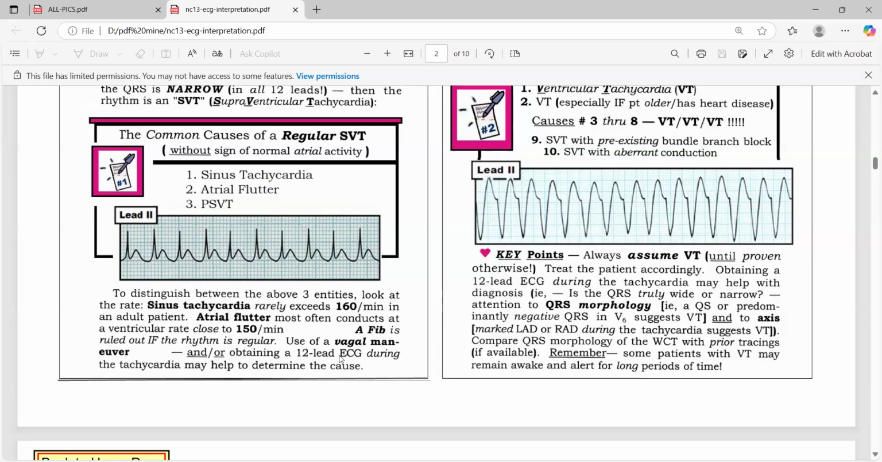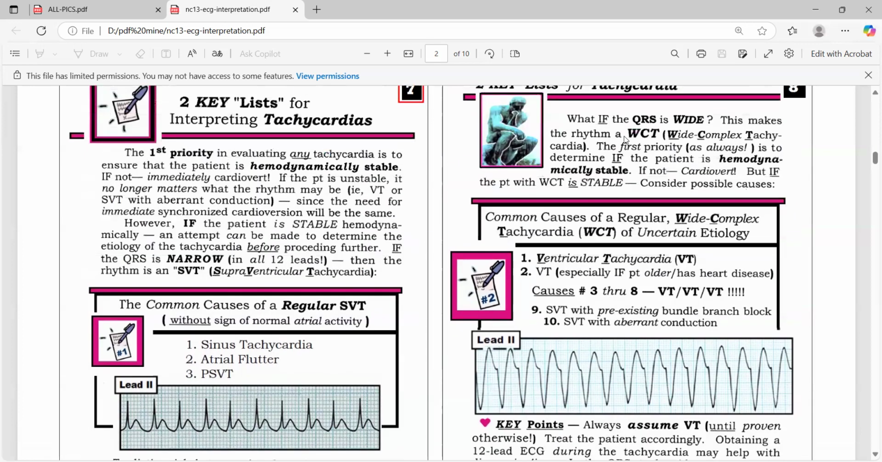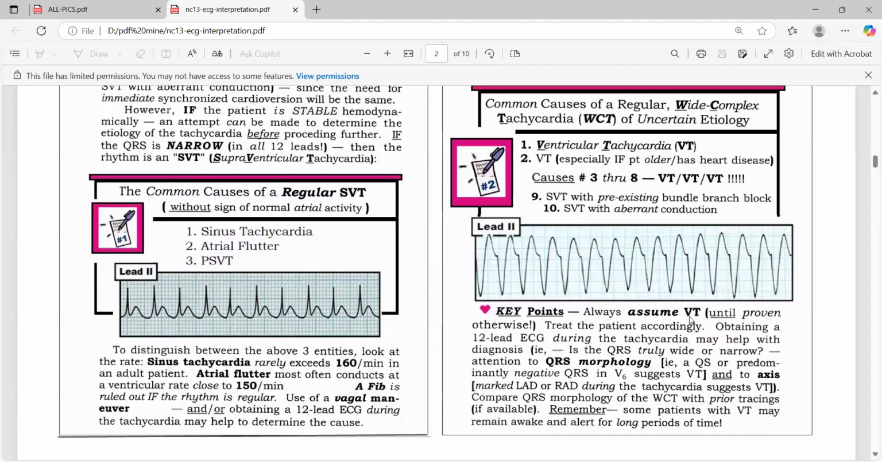Use the Valsalva maneuver, and then get a 12-lead during the tachycardia. Then comes the point that if the QRS is wide, this makes the rhythm a WCT, a wide complex tachycardia. So there should be like a gap between them. Whether the patient is hemodynamically stable or unstable is a different thing. Okay. Then ventricular tachycardia with heart disease, SVT with pre-existing bundle branch block, and then SVT with aberrant conduction. In that one, always assume it is VT and treat the patient accordingly. So you have to assume that the patient is unstable, and then in that case you have to go along with that one.